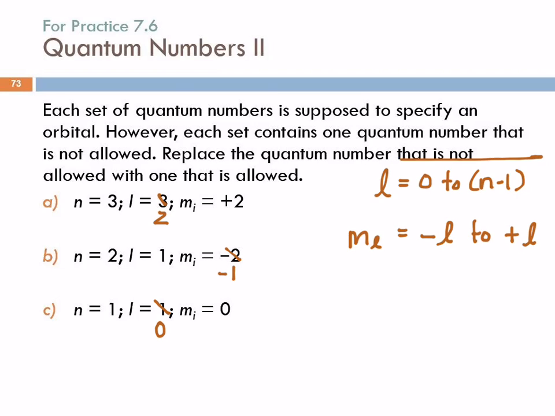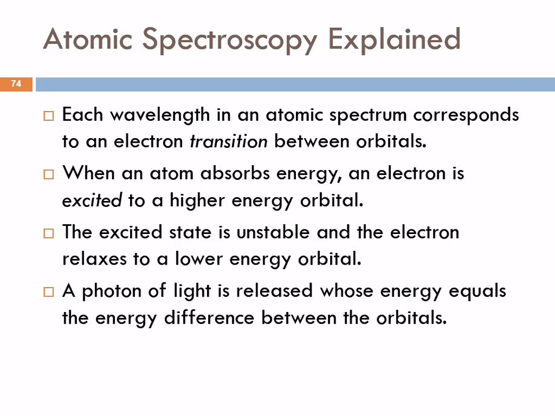So if you can remember this somehow, then you can do a question like that. Let's look at how this applies to atomic spectroscopy. So we saw the atomic spectra, and they were colored lines, right? Each of those colors is a particular wavelength. The wavelength of light is related to the energy of the light.